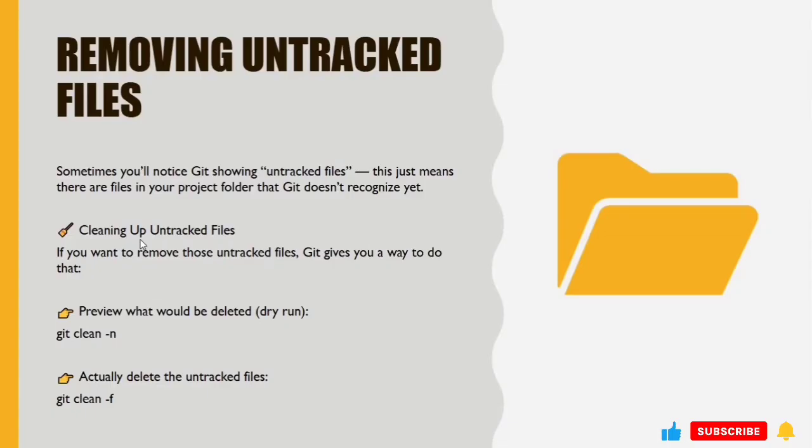In that case, Git is not keeping an eye on it. It's just sitting there in your workspace or the working directory. In this situation, Git is just like, hey, I don't know what this file is all about. If you want to remove these untracked files, Git gives you a way to do that. You can use the command git clean -n. It's just like a dry run. This actually shows you the list of untracked files that would be removed.